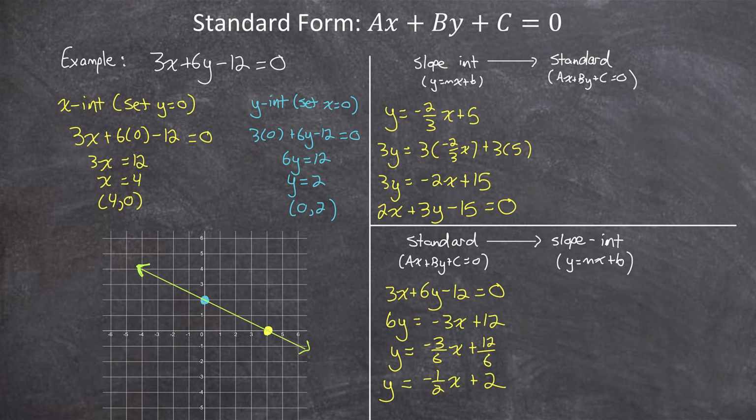And notice if I look at the graph of that linear relationship, this slope-intercept form tells me its y-intercept at 2 and its slope of -1/2, which means down 1, right 2, down 1, right 2. There you go. You now understand the properties of the standard form equation, what it's useful for, and how to convert between the formats of a linear relationship.